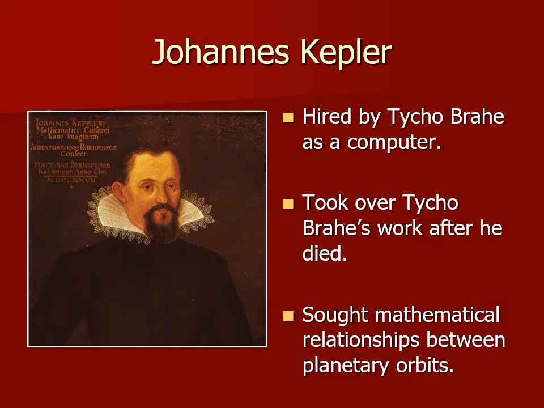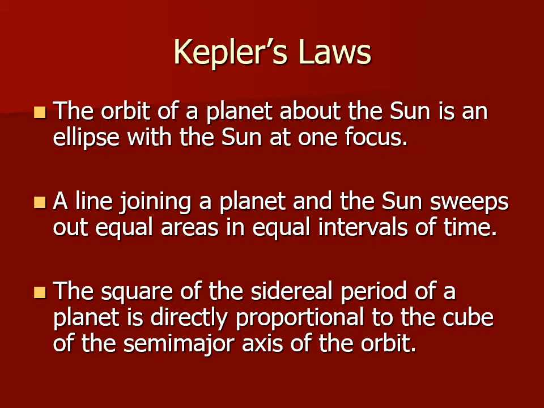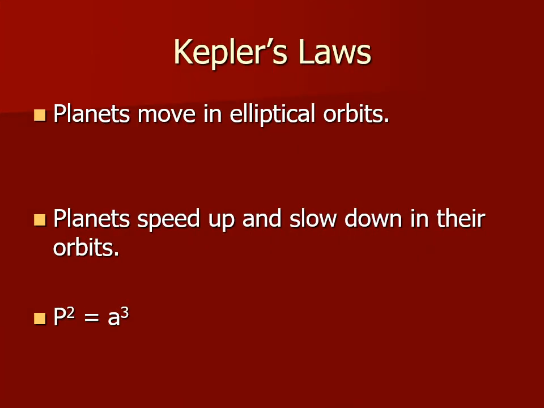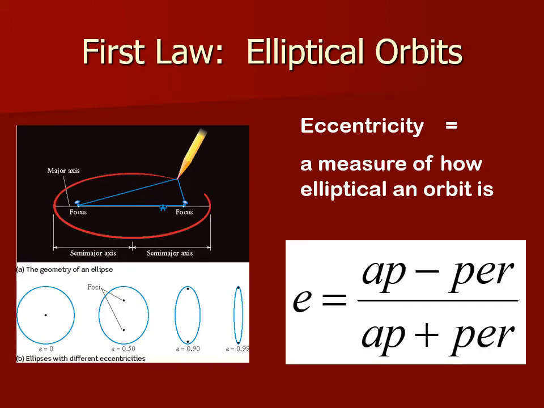Okay, so in our last lecture, we introduced Johannes Kepler, who he was, and his laws of motion. The planet orbits the sun with the sun at one focus of an ellipse. The line between the planet and the sun sweeps out equal areas in equal times, and there is a relationship between the orbital period and the distance from the sun. So basically that's what this means. Elliptical orbits speed up and slow down. They go fastest when they're close to the sun, slowest when they're far from the sun, and P squared equals a cubed.